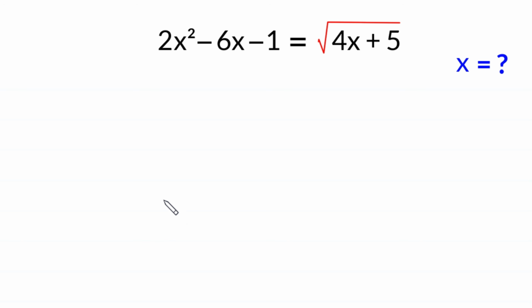Hello everyone, welcome to how to solve this very nice radical equation: 2x squared minus 6x minus 1 equal to the square root of 4x plus 5. Our job is to find all possible values of x.